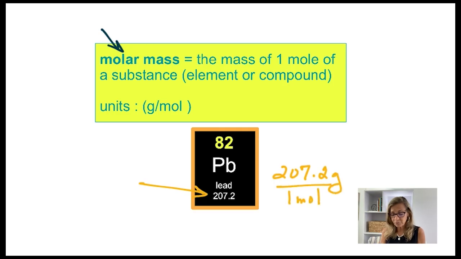Okay, and so I would say the molar mass is 207 grams. And that is only true for lead. No other element has a molar mass of 207.2. So what you're going to use is those little atomic masses, which are right there on the bottom of the block in the periodic table. Those are the molar masses in grams per mole for all the elements.